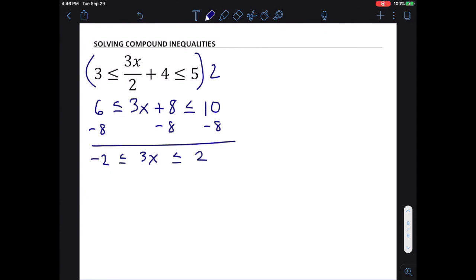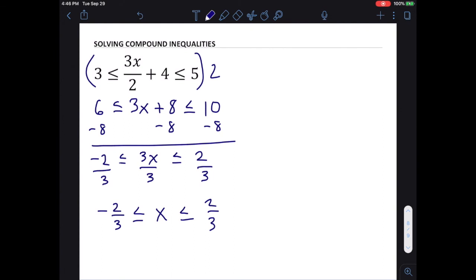All right, you'll notice we have less than or equal, so we've got to be thinking I need brackets for both of the ends of my interval in this case. All right, but I'm not done yet, so I need to divide everything by 3. So I'm going to divide everything by 3 here. And in this case, I can't divide negative 2 by 3, so I just leave it as a fraction. So in the middle we have x all by itself, and 2/3 on the right-hand side.